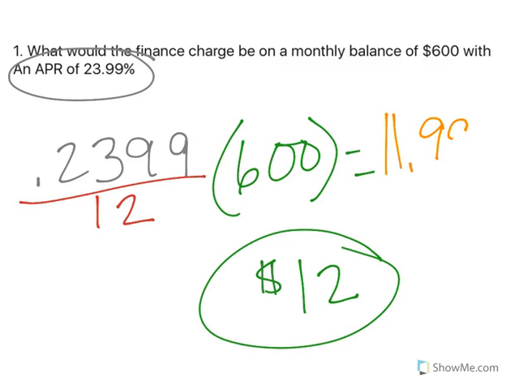You get 11.995. If you round to the nearest penny, 5 tells you to round up, which would make it an even $12.